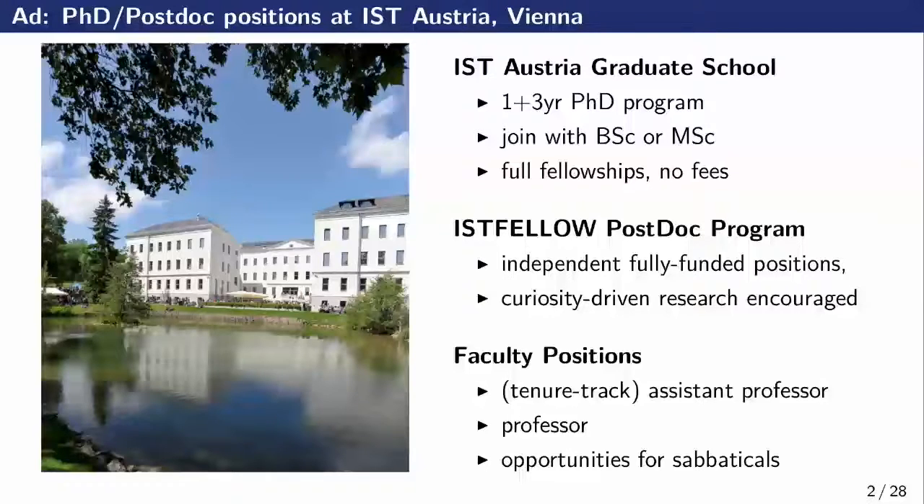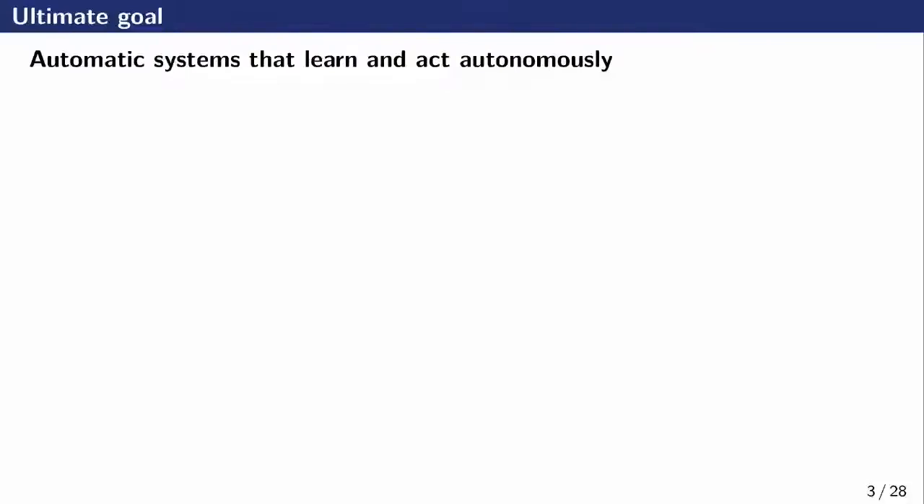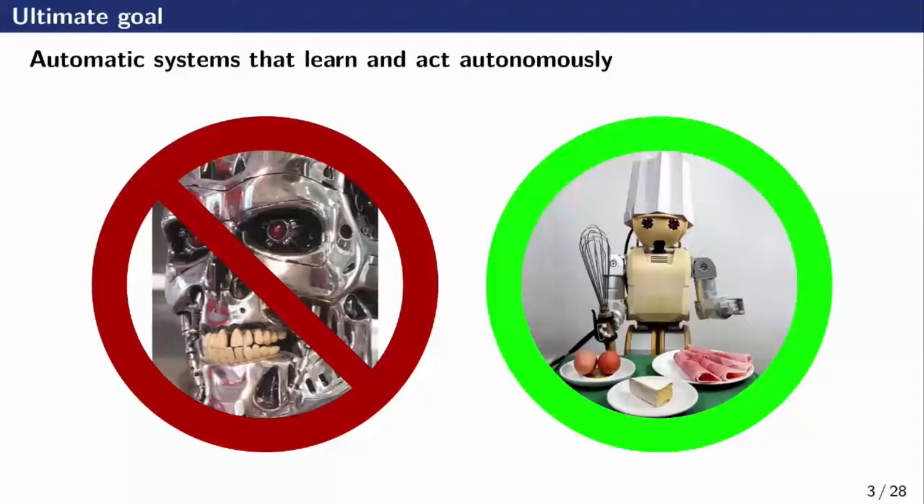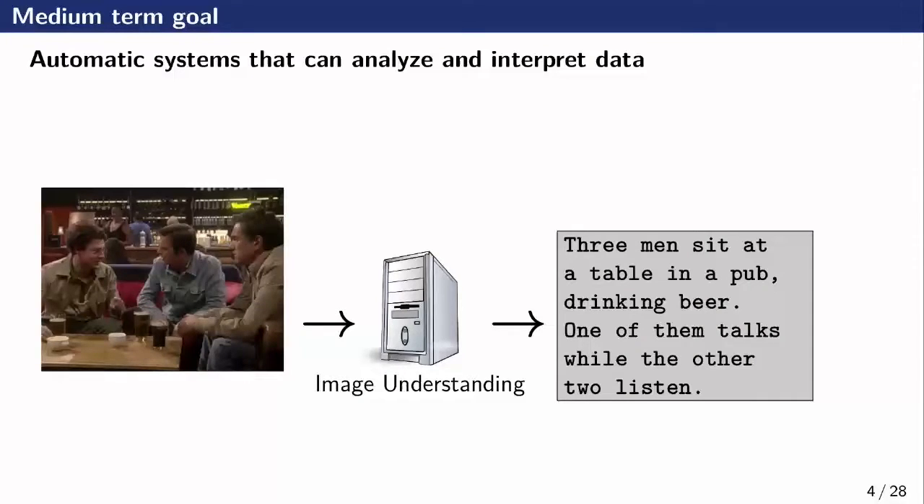So in my group, which is about computer vision and machine learning, we have a big goal, as many people in computer vision. It's a very modest goal of building automatic systems that learn and act autonomously. And by that, I mean, we're aiming for more of the right-hand side, not the left-hand side. This is a goal that many people share in the community, and of course, we're very far from achieving it. So what we do is settle for a more modest goal: can we at least build automatic systems that analyze and interpret data?